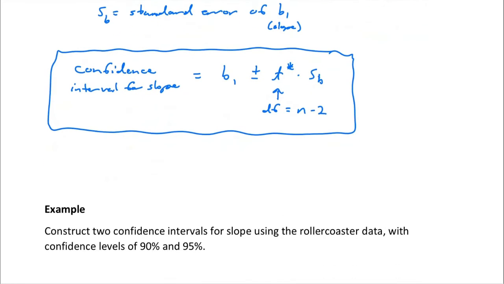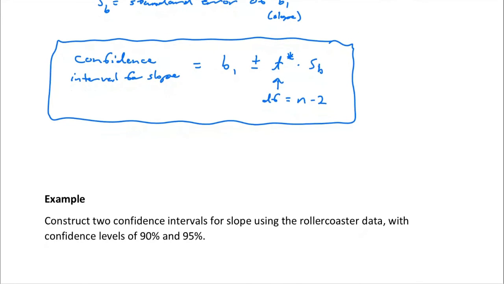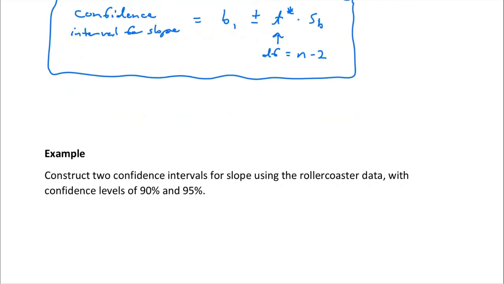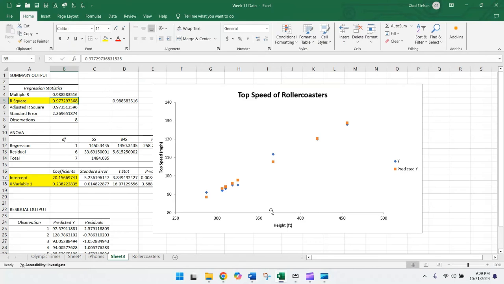Pretty straightforward, because we're pretty much going to be given a lot of this for us. Or again, like I said, we're going to get it from the Excel, and I'm going to show you that right now. So we're going to construct two confidence intervals for slope using the roller coaster data that we did before. We're going to do one confidence interval at 90% and one confidence interval at 95%. Okay. Now, let's go back to our Excel sheet then.